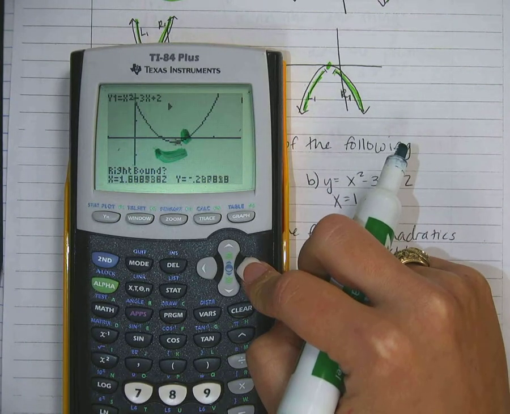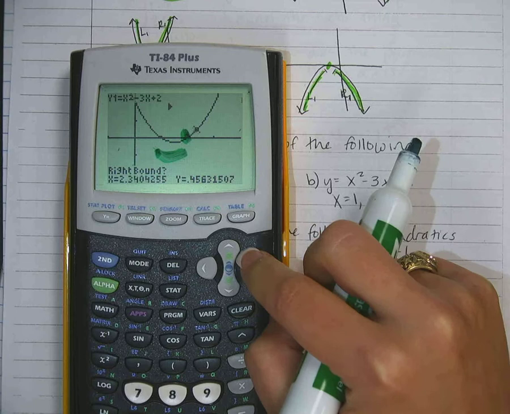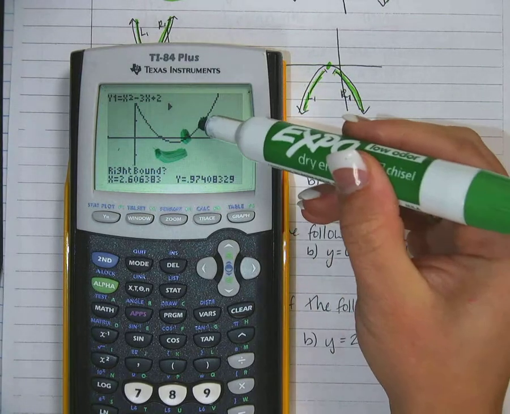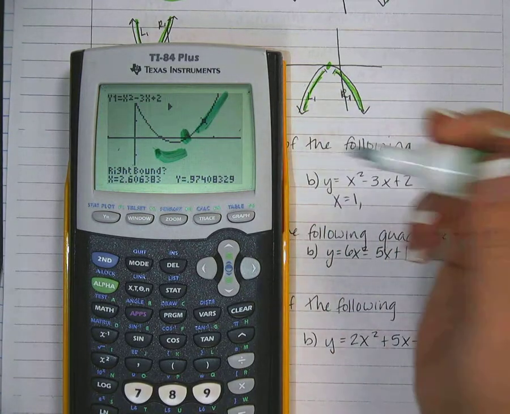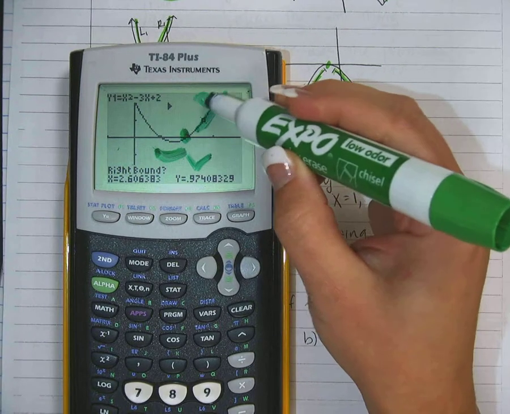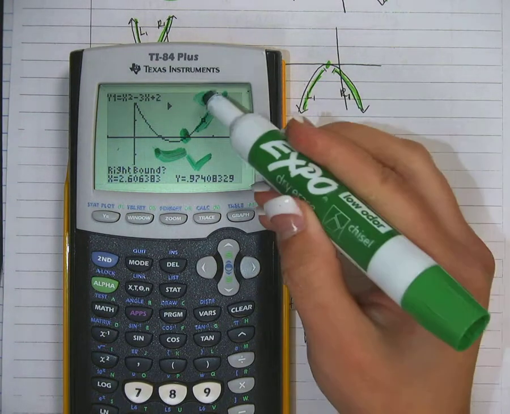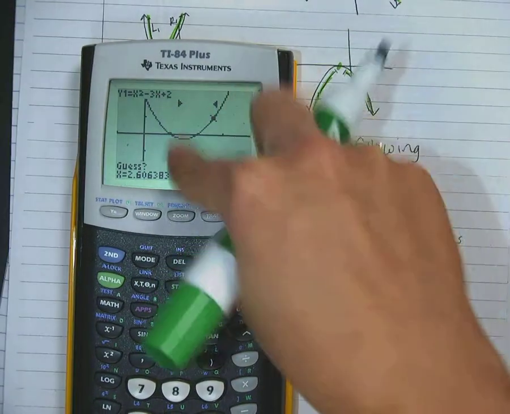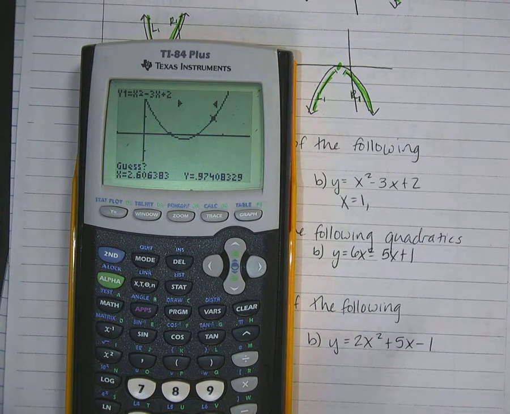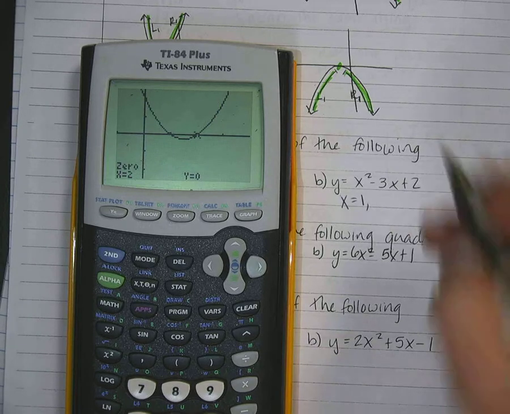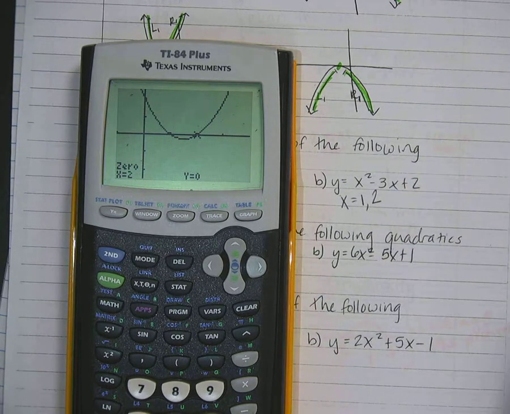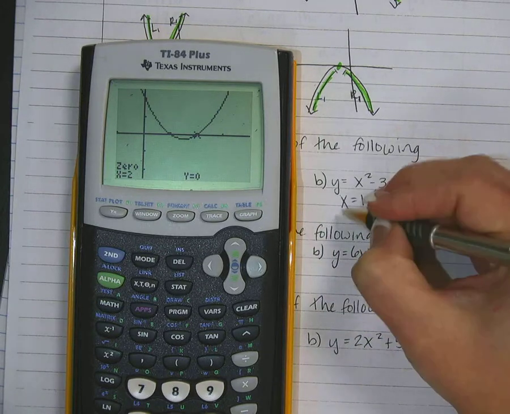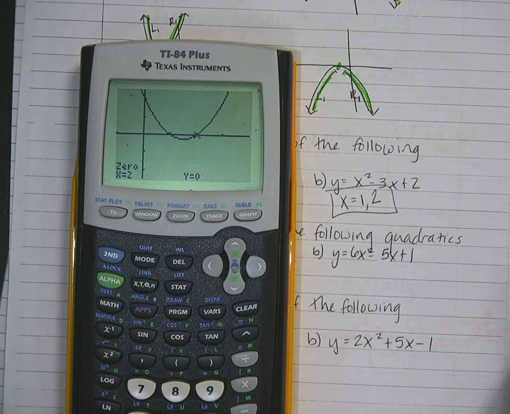Right bound will be somewhere up here. Okay, so left, right. That's an R. Press enter. Now I've got my two boundaries made, my two arrows. Press enter one more time after guess. And it tells me my other one is x equals 2. So this is my answer for B.